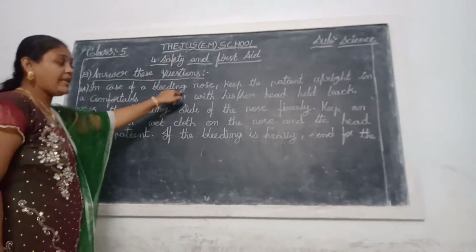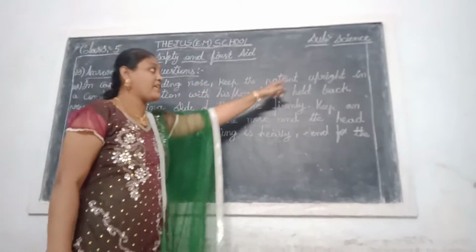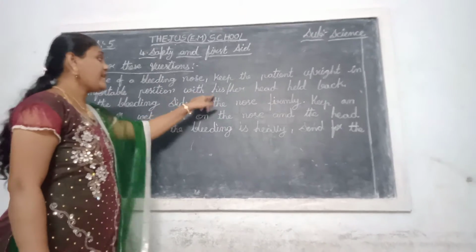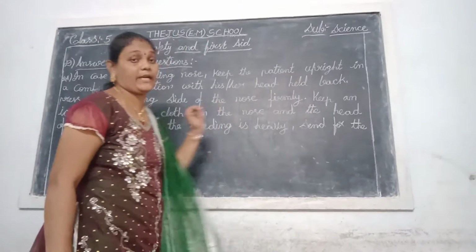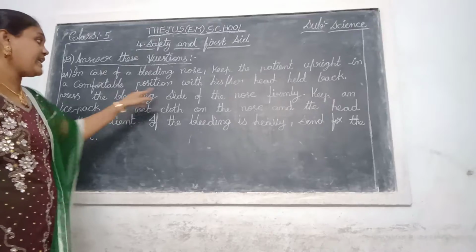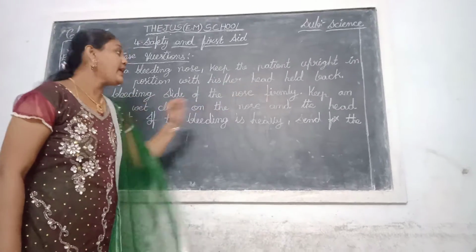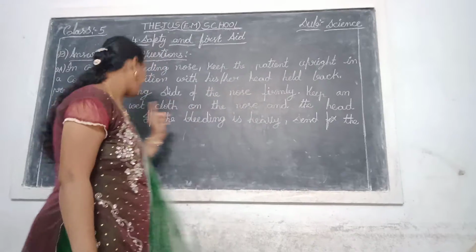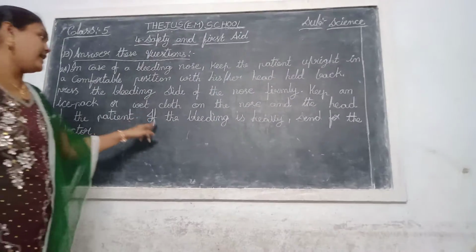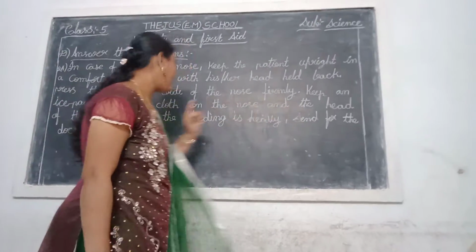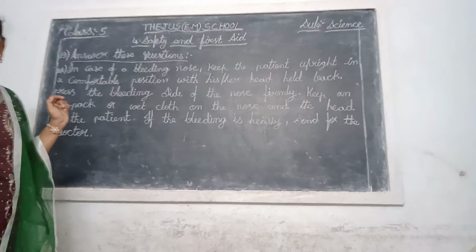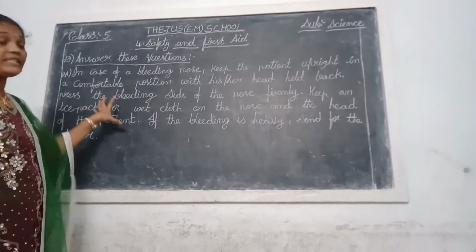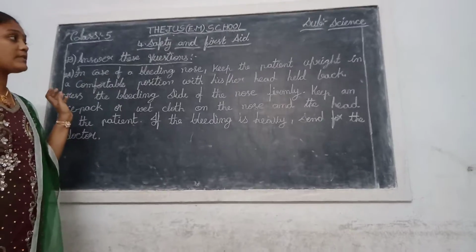In case of a bleeding nose, keep the patient upright in a comfortable position with his or her head held back. Press the bleeding side of the nose firmly. Keep an ice pack or wet cloth on the nose and the head of the patient. If the bleeding is heavy, send for the doctor. Okay, children, note this question. In your textbook, the question is there and the answer is here. Okay, note in your notebooks.